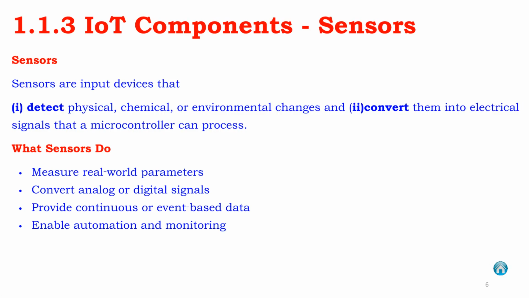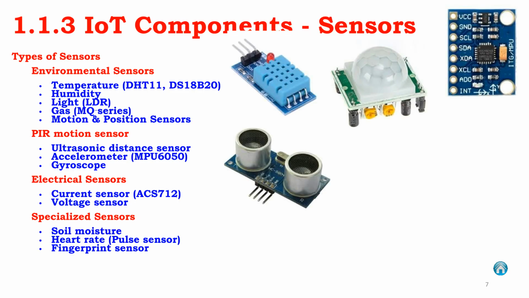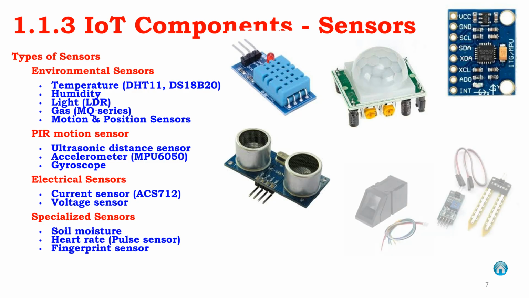Sensors are input devices that detect physical, chemical, or environmental changes and convert them into electrical signals for a microcontroller to process. They measure real-world parameters, convert signals, and enable automation. We have various types of sensors, including environmental sensors like temperature and humidity, PIR motion sensors, electrical sensors for current and voltage, and specialized sensors for soil moisture or heart rate.